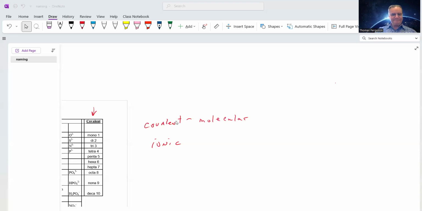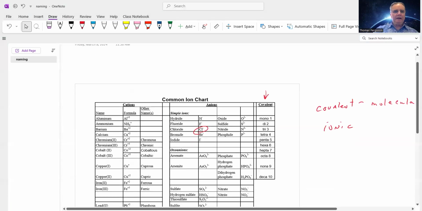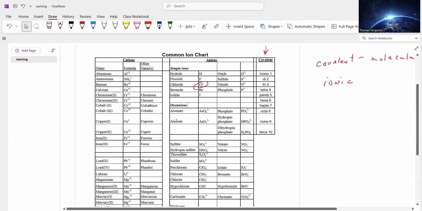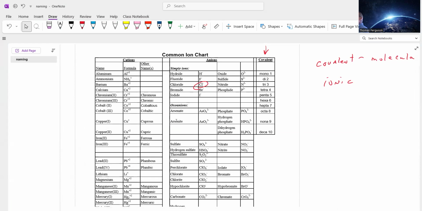Okay, we're going to be doing two things today, and they're very closely related. One is I'm going to start on naming, and there are three kinds of naming. We're going to be doing two this weekend. Today we're doing ionic compounds. Tomorrow we're doing molecular or covalent compounds.